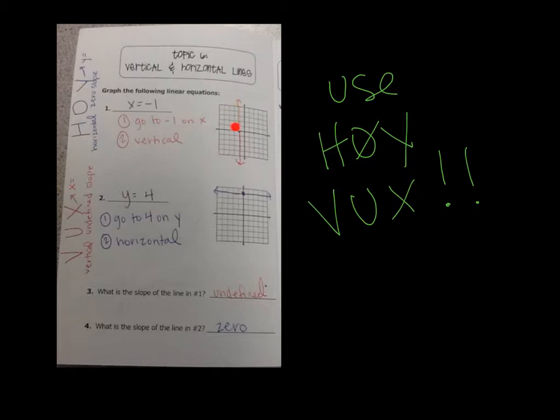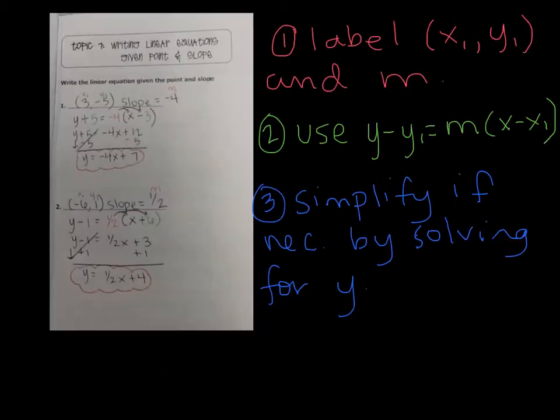So I know it's going to be vertical, and I know I put my point on the x-axis because it says right there that x equals 1. And then I drew my vertical line. Okay, so just make sure you remember those.